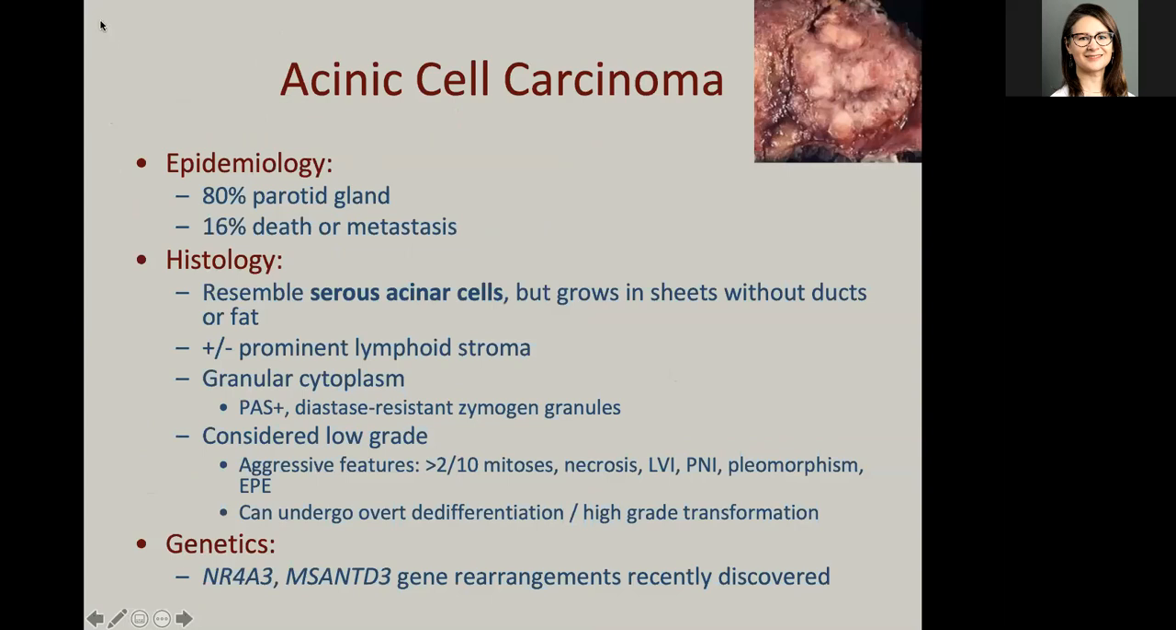So as the name suggests, these resemble the serous acinar cells of the parotid. These tend to be very low grade, but can undergo high grade transformation.